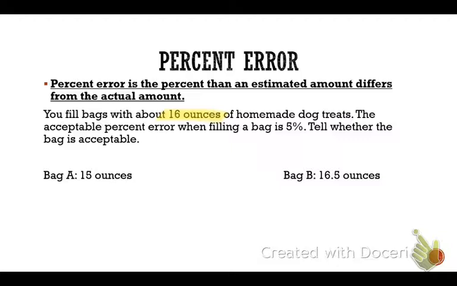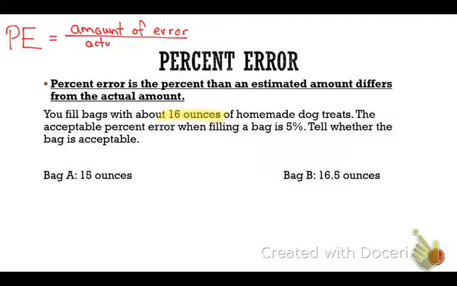We need a formula, and this is very similar to the percent of increase and decrease. We're going to call it the percent error. We're going to abbreviate it PE. Percent error equals the amount of error. Basically how much you're off, because you're not exact. That's okay. Your employer knows that you're not going to be perfect. The amount of error divided by the actual amount, the amount that's supposed to be in there. All right, so that's my formula.